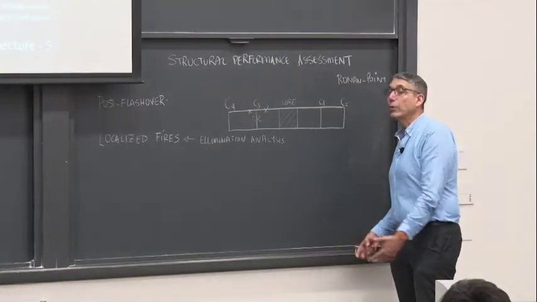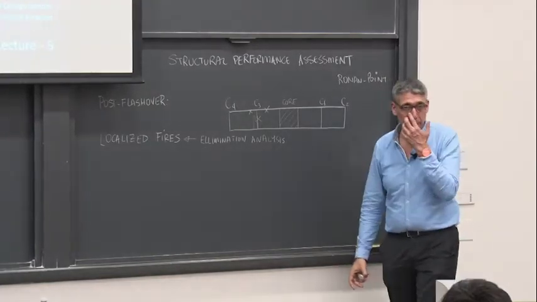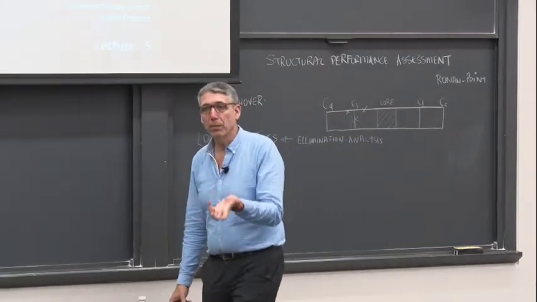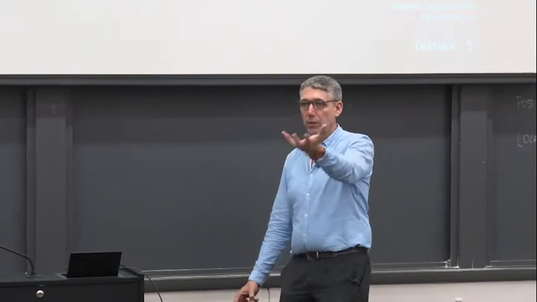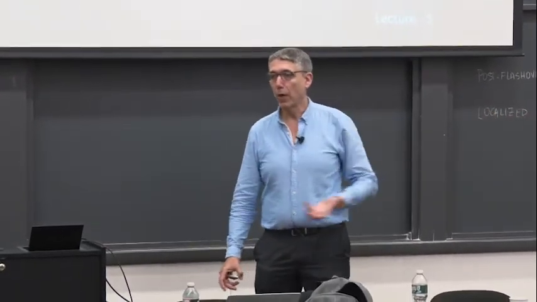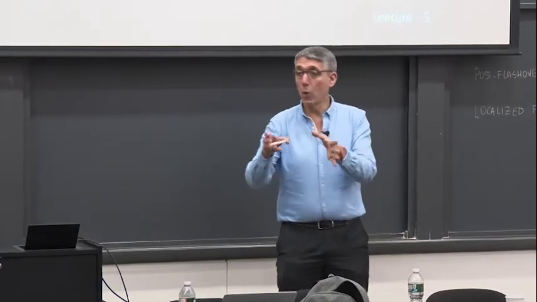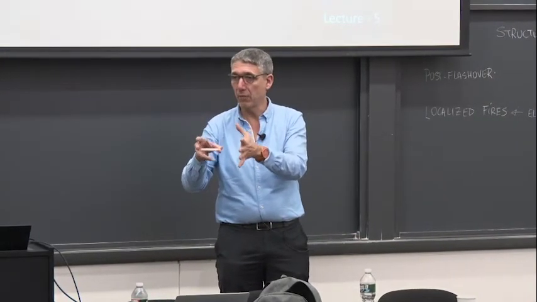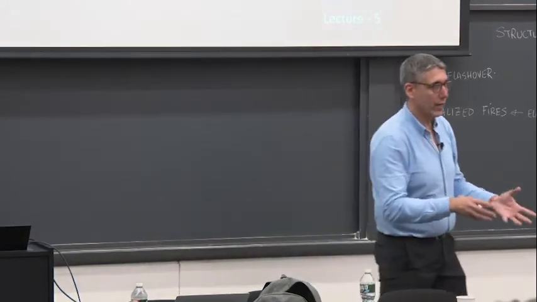Let's expand the remit a little bit. Let's assume that this is an open floor plan. So there's this concept of the traveling fire. The traveling fire is a localized fire that is moving around an open floor plan. If it always behaves as a localized fire, do I actually need to address this problem?